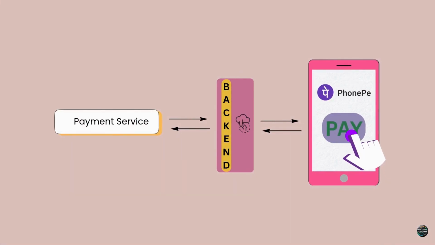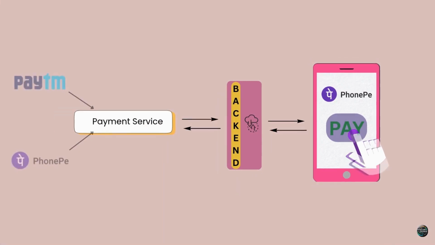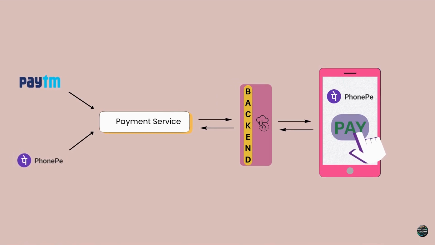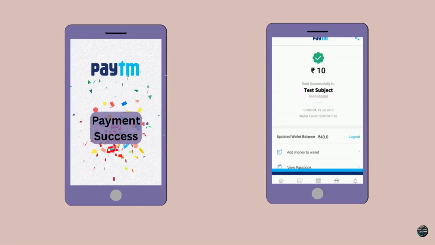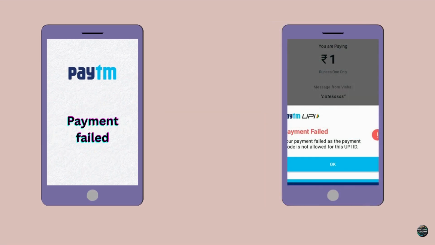Now, the backend calls a payment service. This may connect to UPI partners like Paytm or PhonePe. We send the payment request to their system and wait for a result. If payment succeeds, we get a success message with a transaction ID. If it fails, we stop the order and send an error back to the frontend.